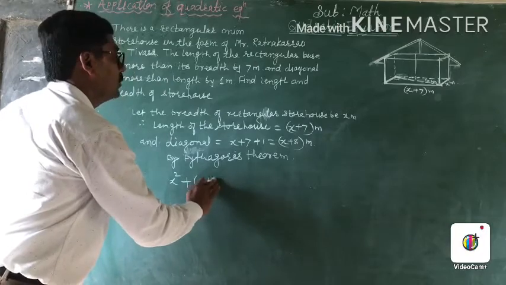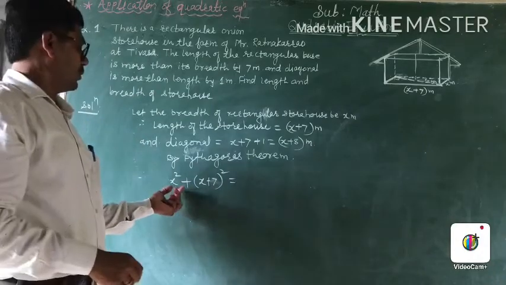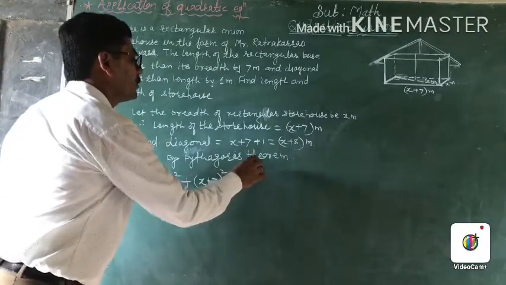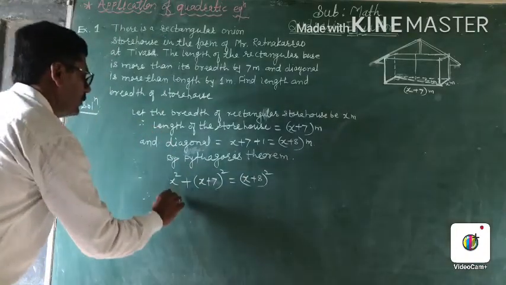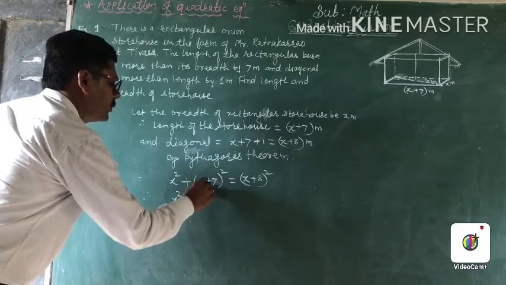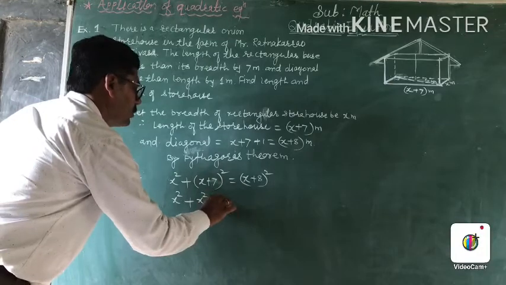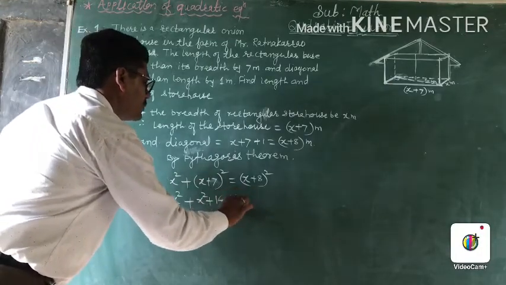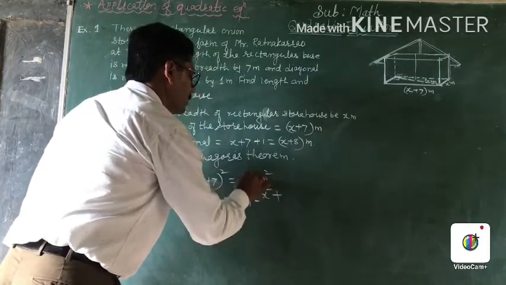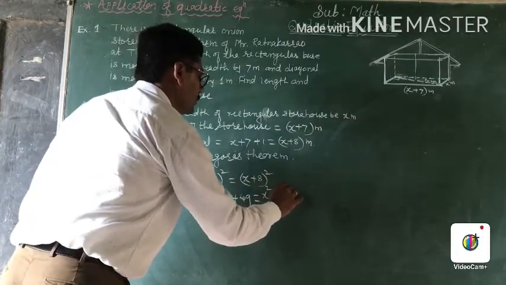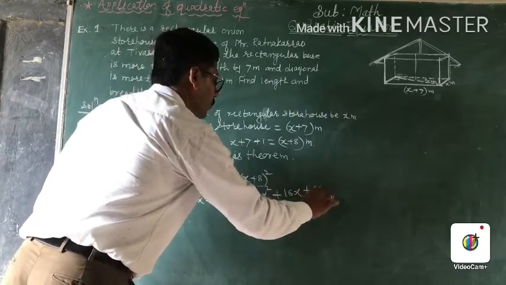Length is equal to x plus 7 square. Base square plus height square is equal to diagonal square, and the diagonal is x plus 8 whole square. Solve this. x square, the square of this is first term square plus 2 into first term into second term, meaning 2 into 7 is 14x, plus 7 square is 49, is equal to x square plus 8 into x, 8x into 2 is 16x, plus 8 square is 64.